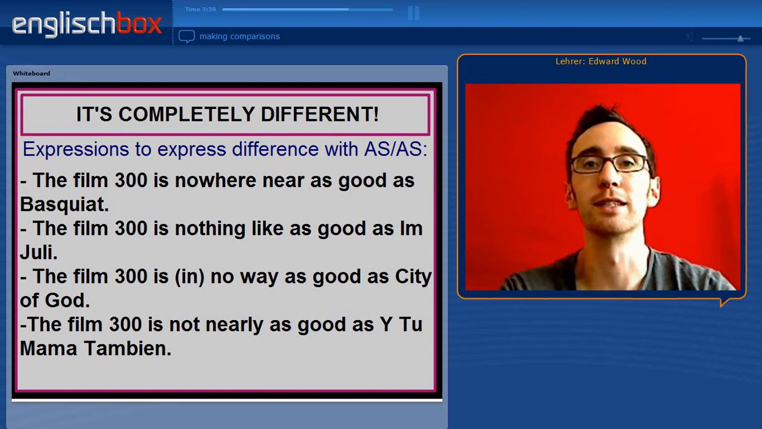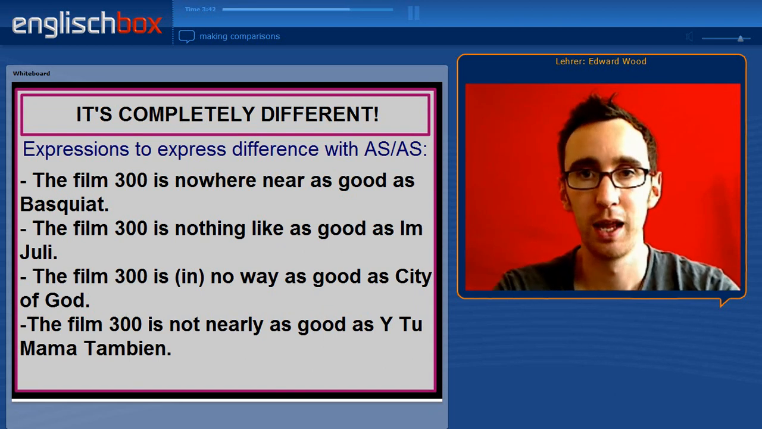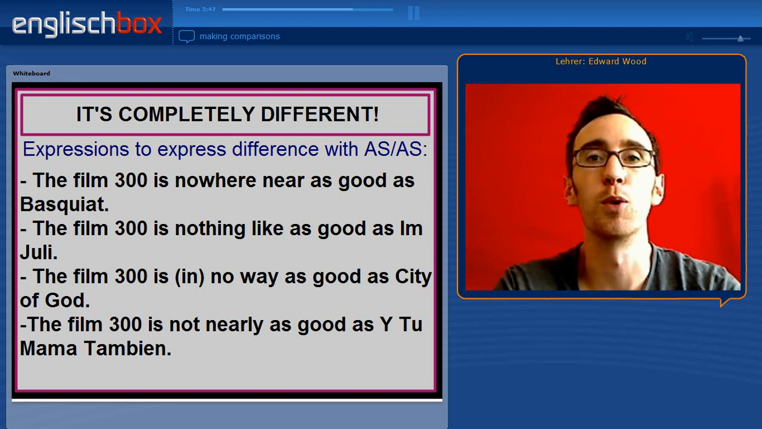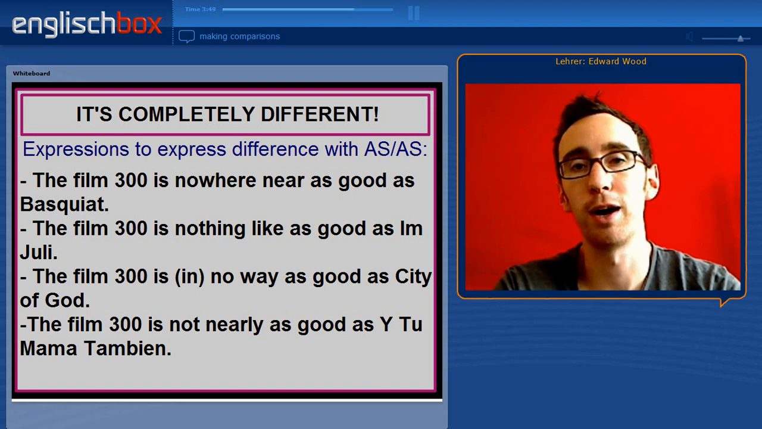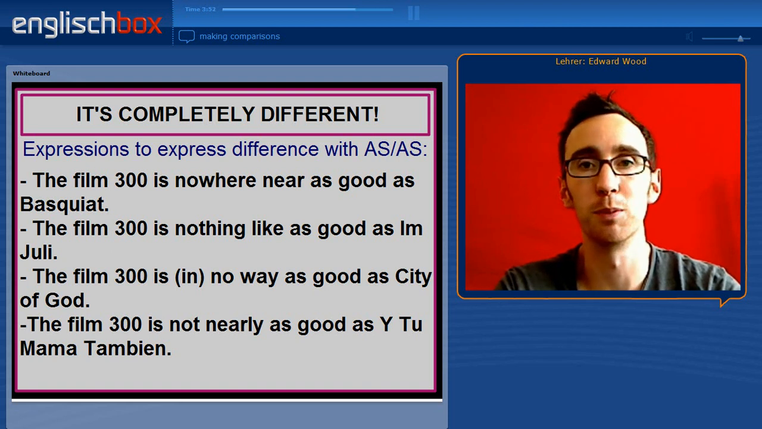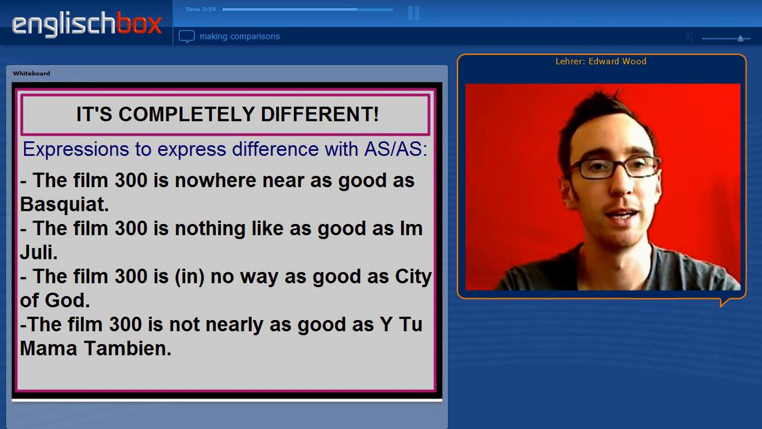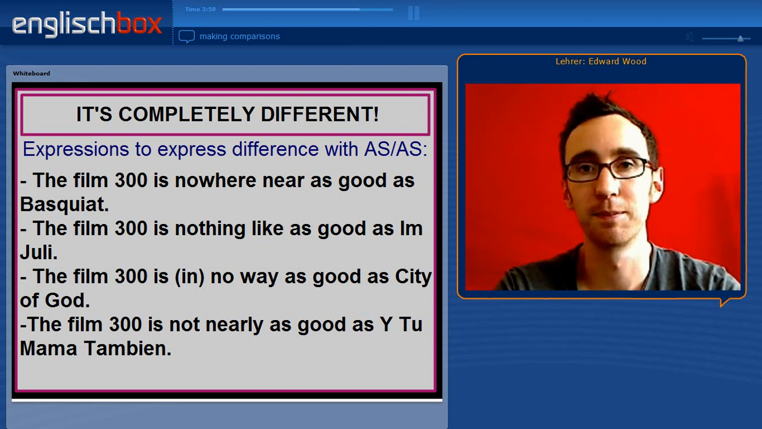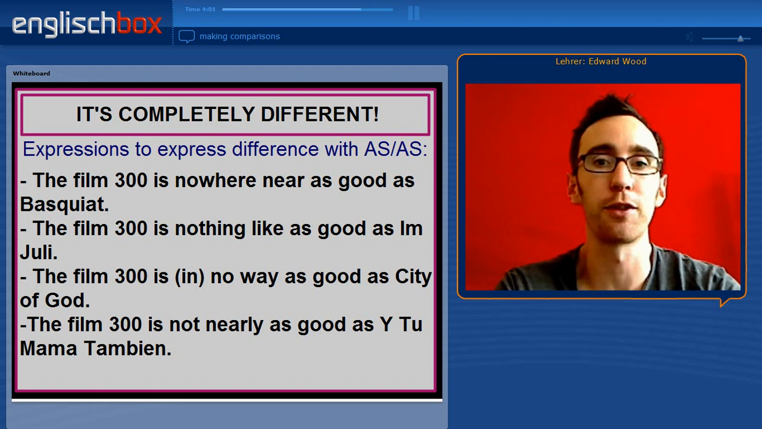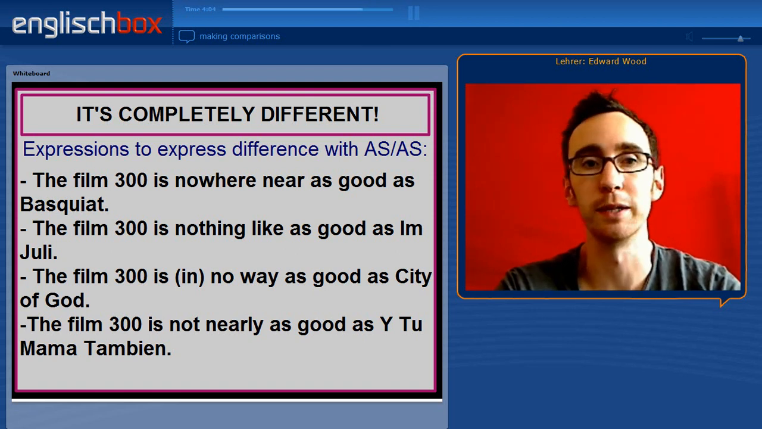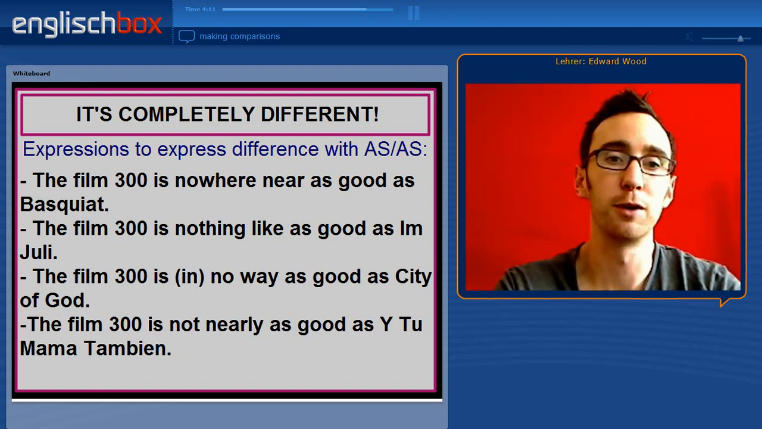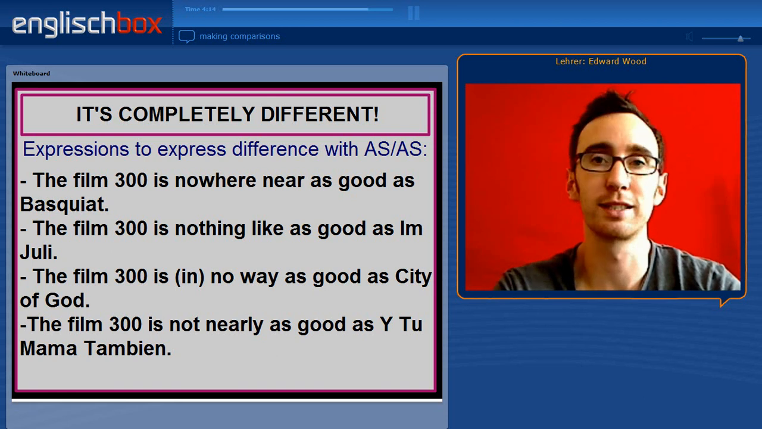What about if something is completely different? I watched the film 300 the other day, and I can't say that I was impressed. So if I were to compare this film to my favorite films, I may say the film 300 is nowhere near as good as Basquiat. The film 300 is nothing like as good as Im Yuli. The film 300 is in no way as good as City of God. Or the film 300 is not nearly as good as Y tu mamá también.